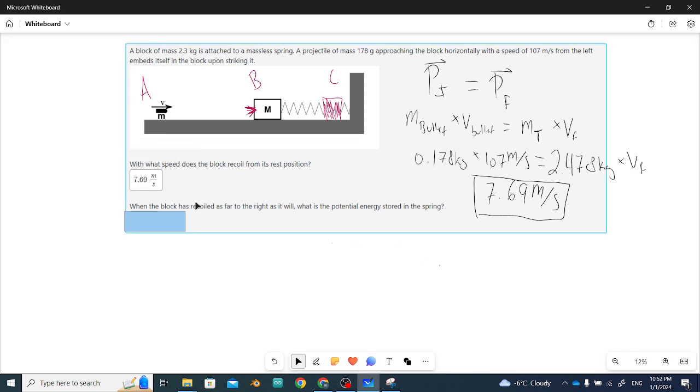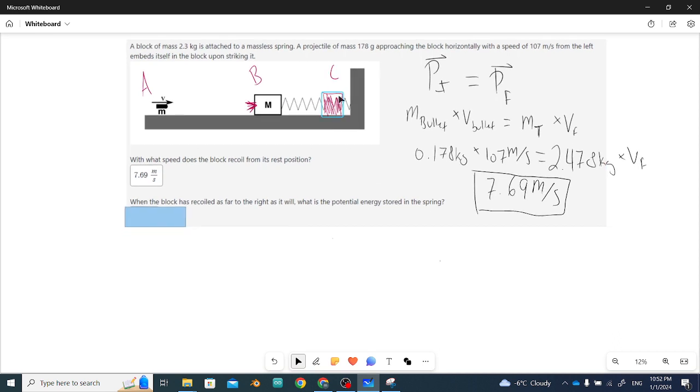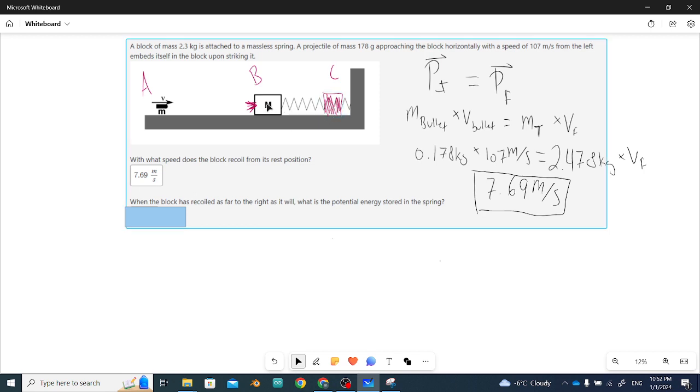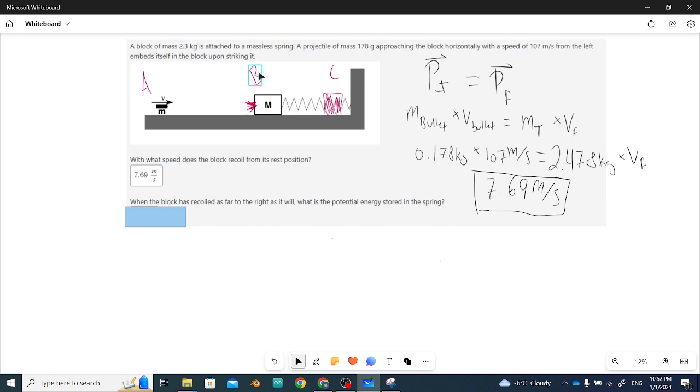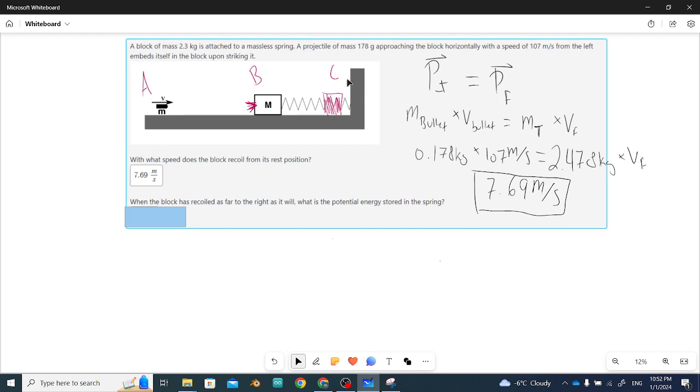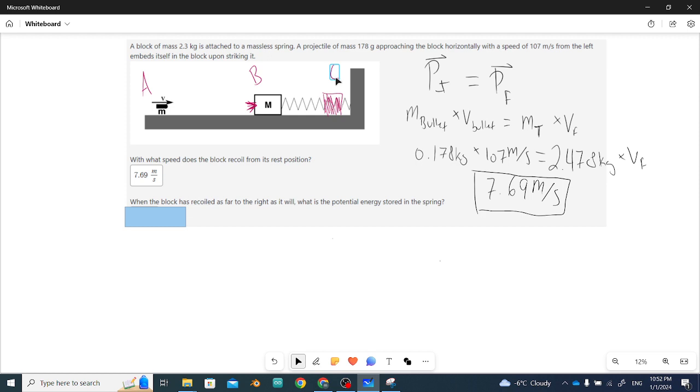Good. Now, when the block has recoiled as far to the right as it will, what is the potential energy stored in the spring? So they're asking us, what is the potential energy at C? What we can do here is use the conservation of energy theorem from B to C, not from A to C, because this is an inelastic collision. So delta K is not equal to 0. There was energy that was lost. But from B to C we can, since the impact has already happened. So whatever energy we have at B is going to be equal to whatever energy we have at C.